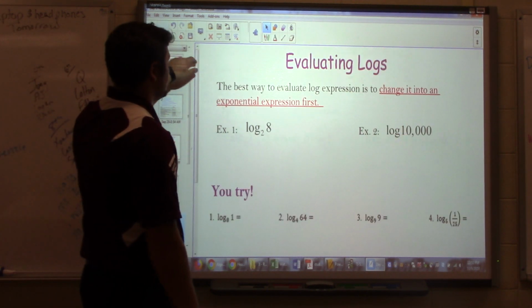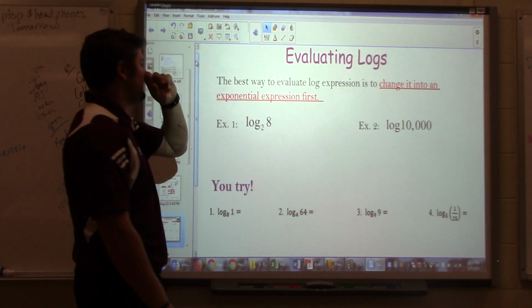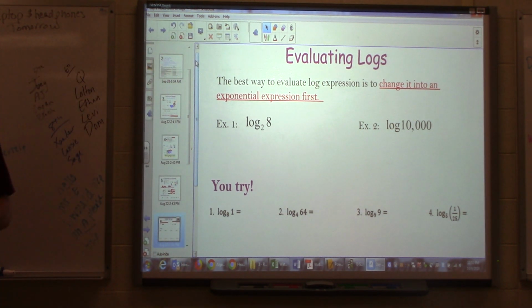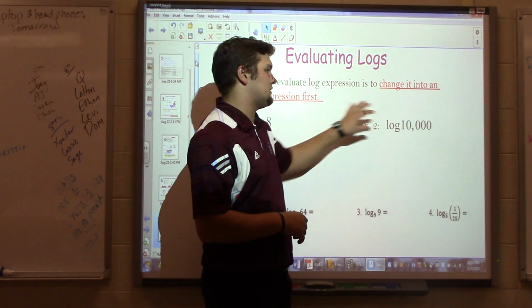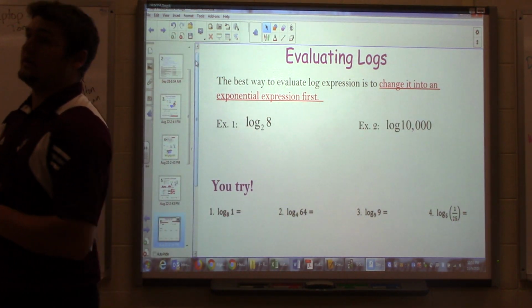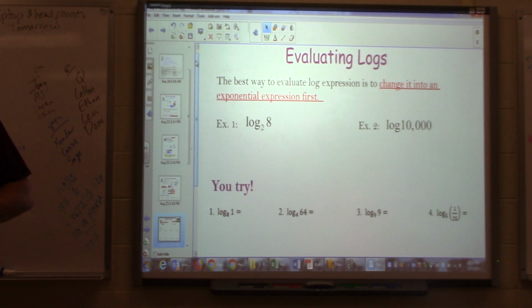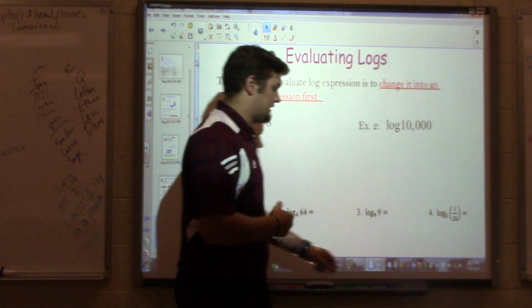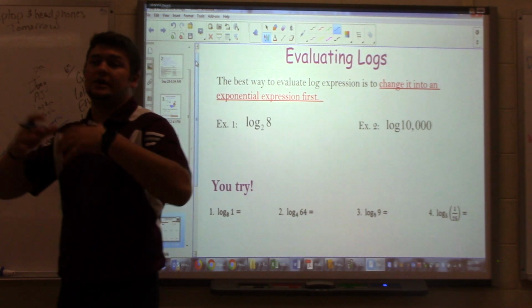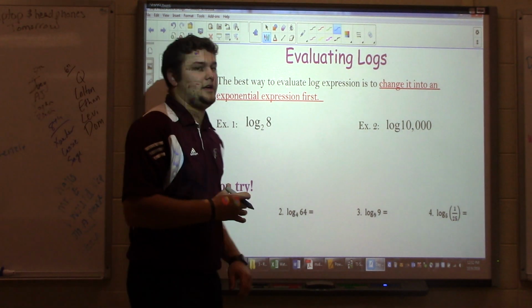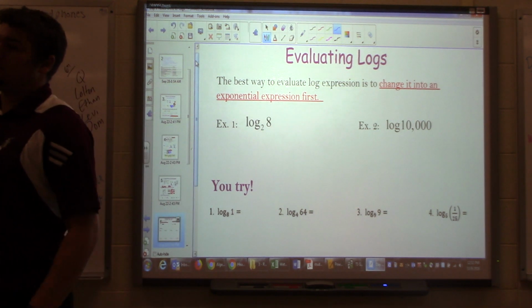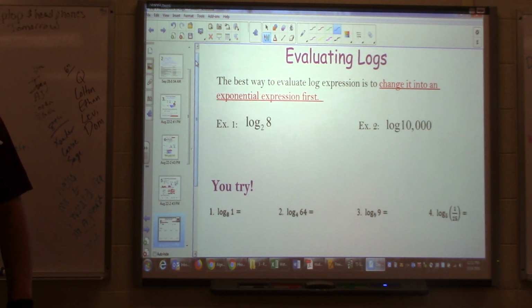Alright. Keep going. So, evaluating logs. The best way to evaluate log expressions is to change them into an exponential first. We're doing this without a calculator, so we want to do it by hand and change it into an exponential expression first. It makes it way easier. I don't want to do log base 2 of 8 in my head, but if I change it to an exponential, I can probably figure it out.